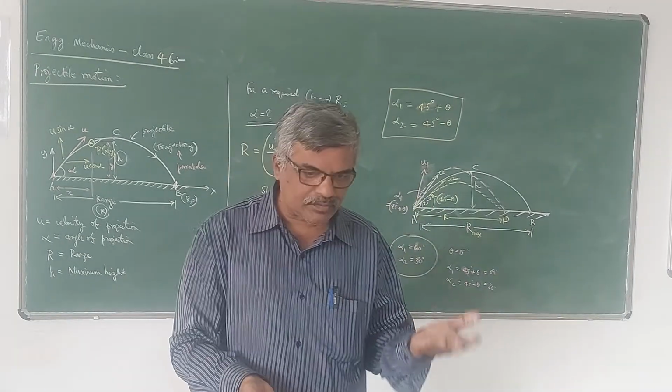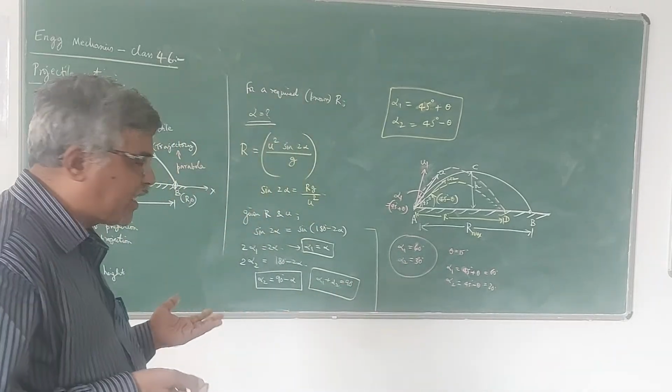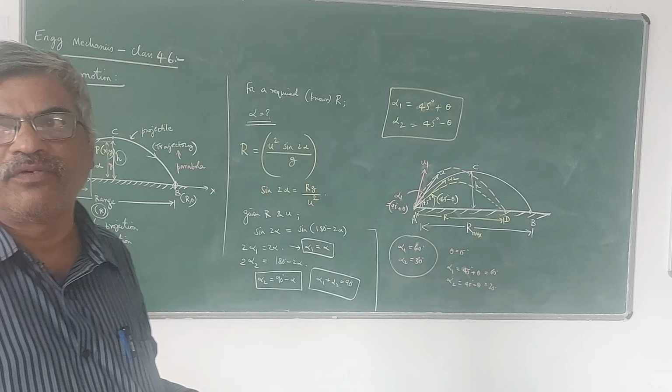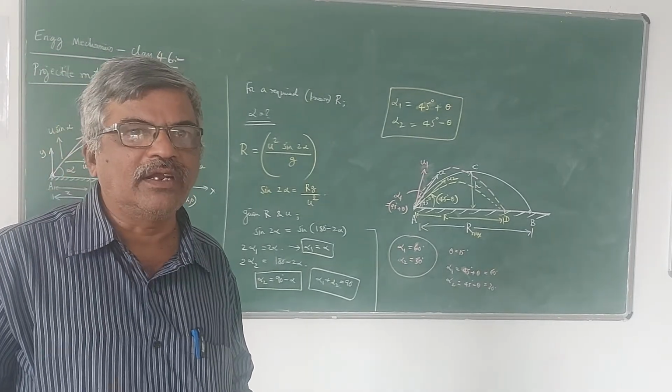So anyway, if they ask you to find the angle of projection for a given range, you will be having two values of angle of projection, alpha 1 and alpha 2.